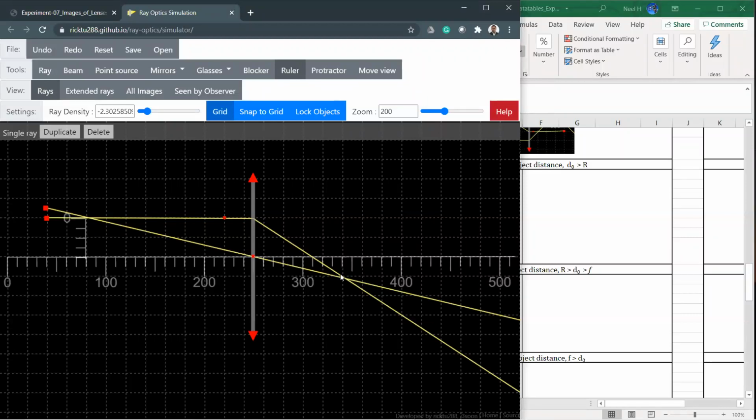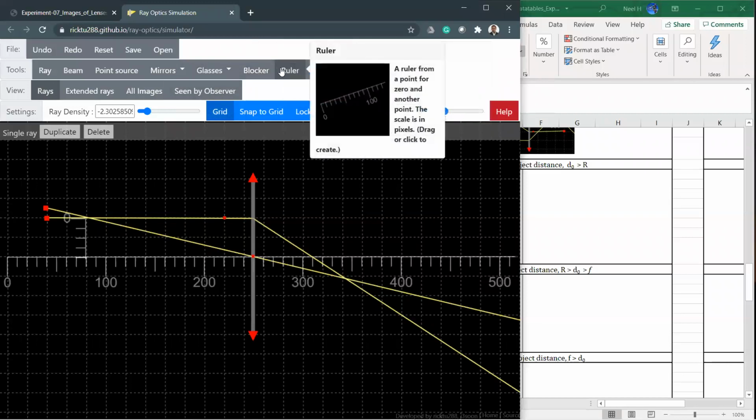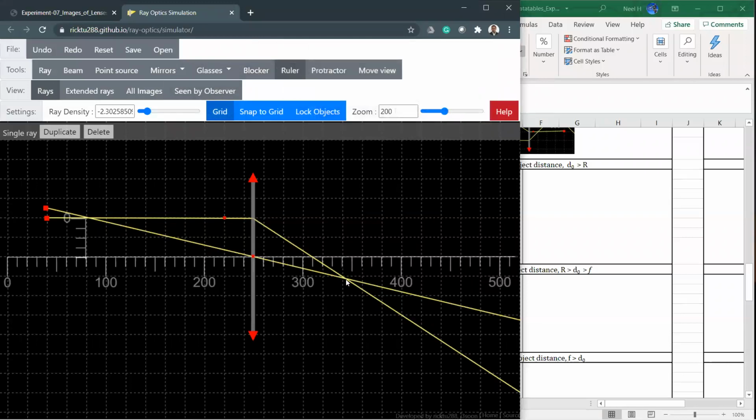Whenever the two rays are meeting each other, we can identify where the image is, right? Now the image is right here. So let me share that. Let's make a ruler right here to point out the image location. Now you can see the image is around this location, and the size of the image is about 2.5, roughly.